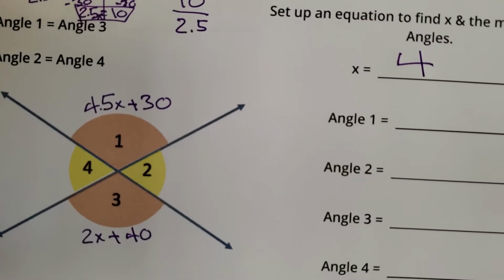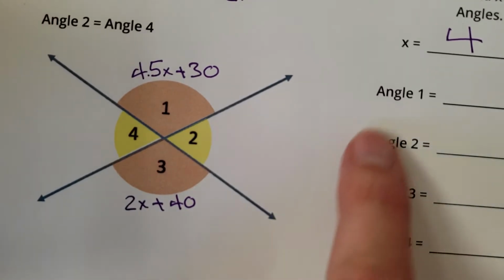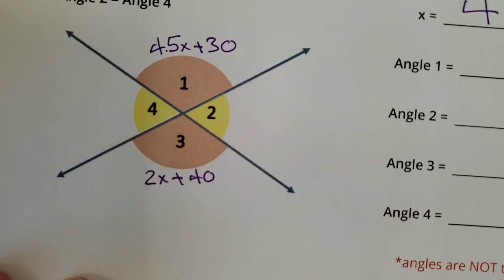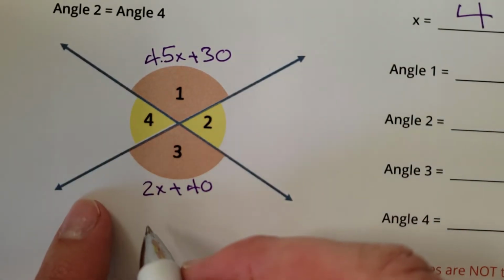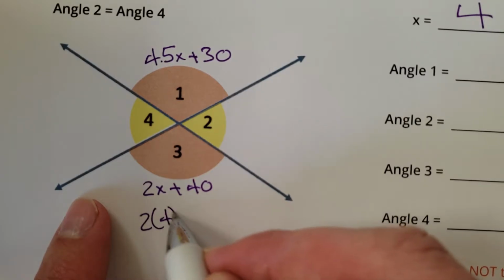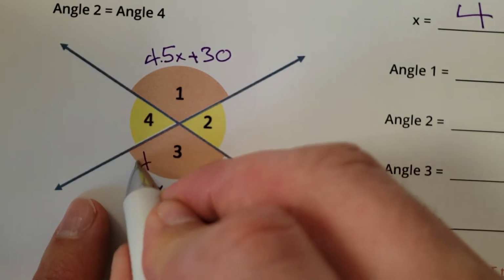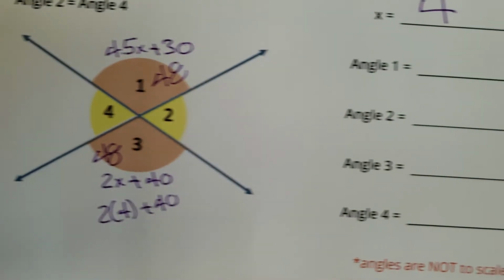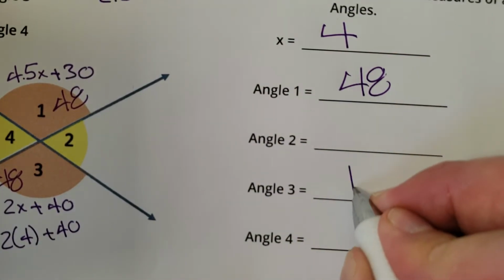So x equals 4, right? What does that mean? That means that if I put 4 in for x, I should get both of the angles. Now, you only need to do one because they are the same, so it doesn't matter which one you do. So 2 times 4 plus 40. Let's see, 2 times 4 is 8. So 48. Angle 3, you're 48. Angle 1, you're 48. So angle 1 and angle 3 are both going to be 48.